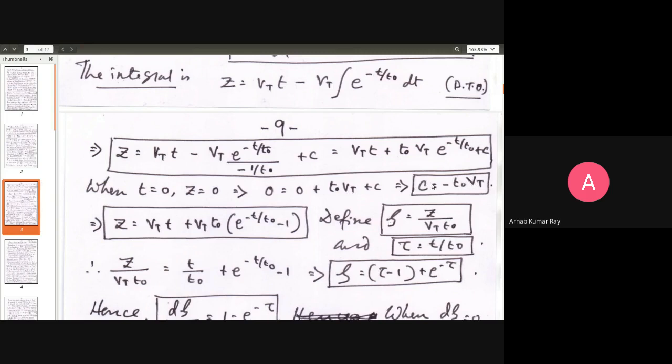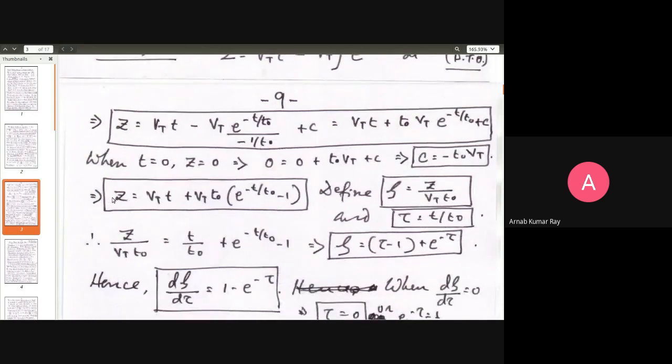Okay. So when you put this together, you collect all terms containing V_T into T naught, and this is your final integral solution. z is equal to V_T times t plus V_T times T naught times e raised to minus t by T naught minus 1. So this is one equation, the integral solution that we have got. We can work with this, but we're just making our task a little simpler.